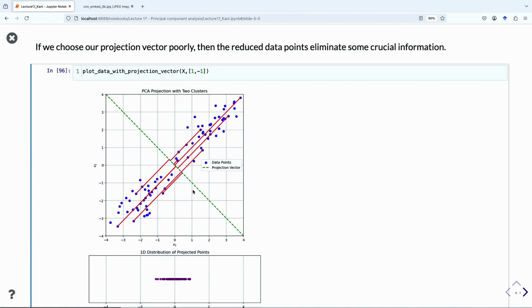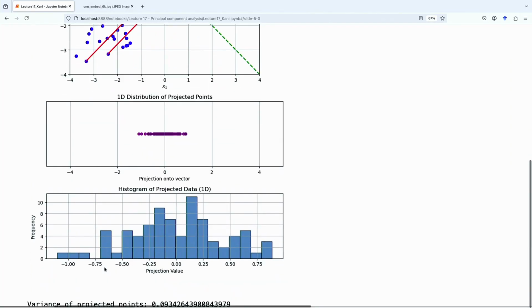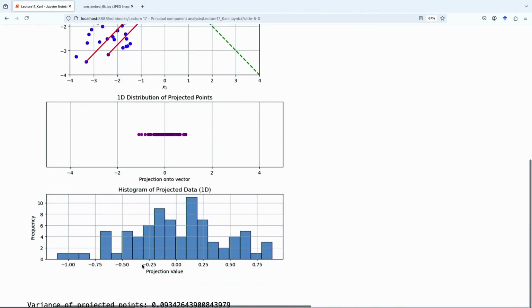And so we do the same process as before. We take each data point, we project this data point onto points on the vector. Okay? And we're left with a particular distribution here, and we are left with a histogram. Okay? So, which vector is better?